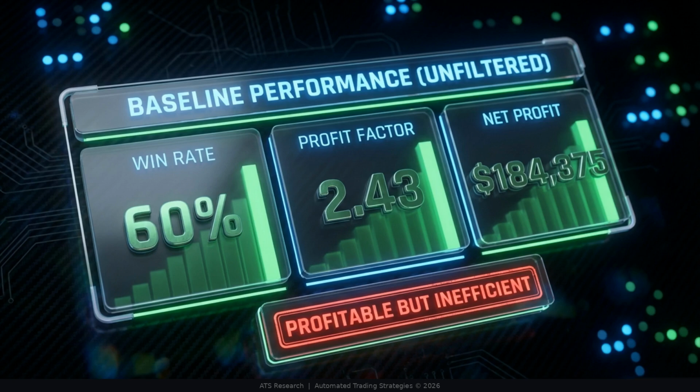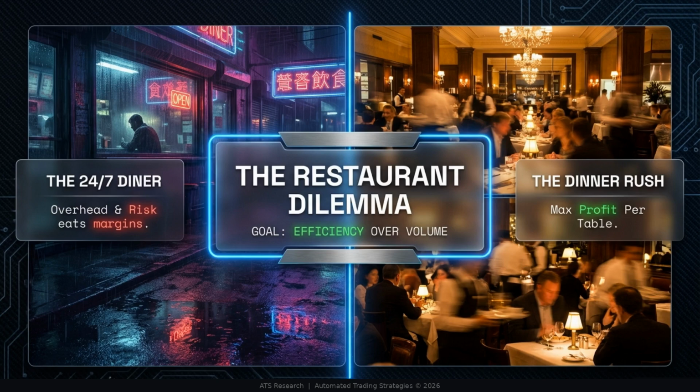A 2.43 is solid, but that brings up the whole efficiency problem, right? This is like the restaurant dilemma we always talk about. Yeah. If you keep your trading strategy open 24 hours a day, you're basically running a diner. You're catching every little move. Sure. It's like serving that 3 a.m. crowd. You're selling food, but your overhead, your risk, the choppy price action, it just eats your margins. But if you only open for the dinner rush, you serve fewer customers, but your profit per table should skyrocket. You're not wasting money. And that's exactly what the data showed.